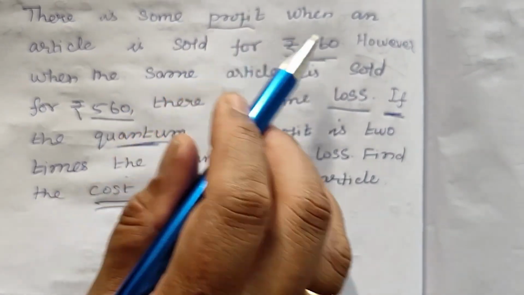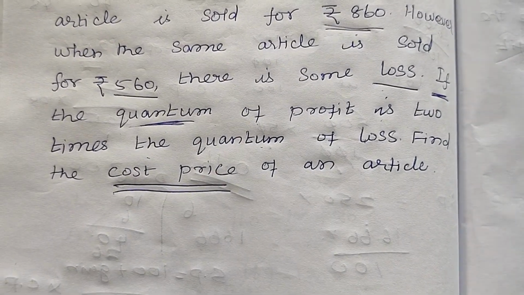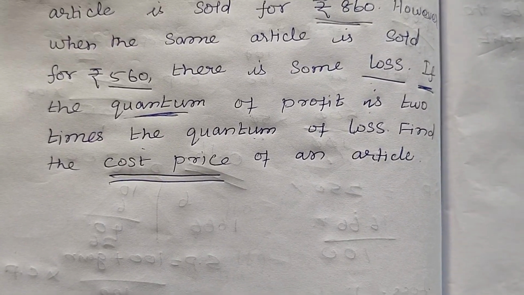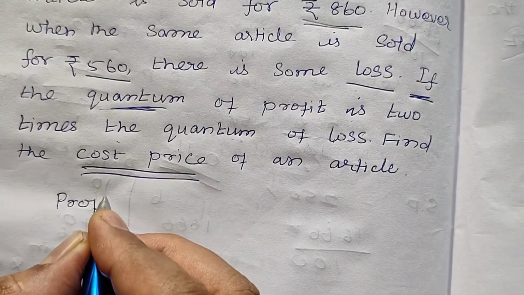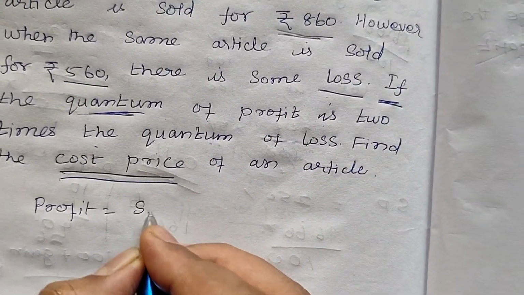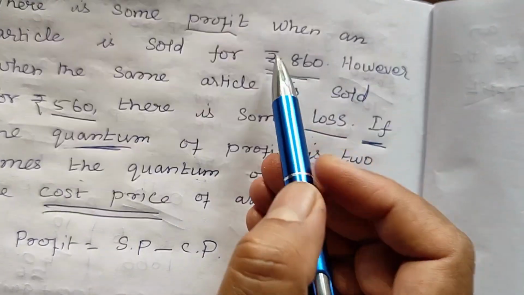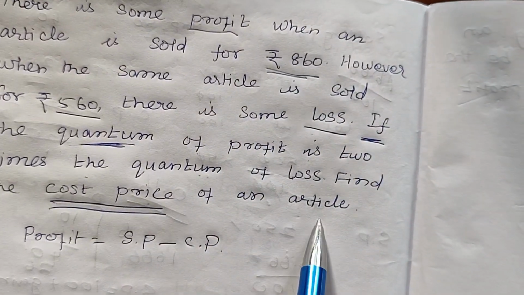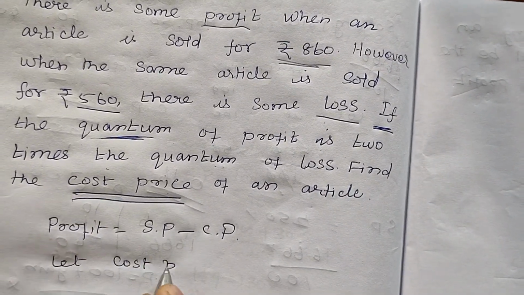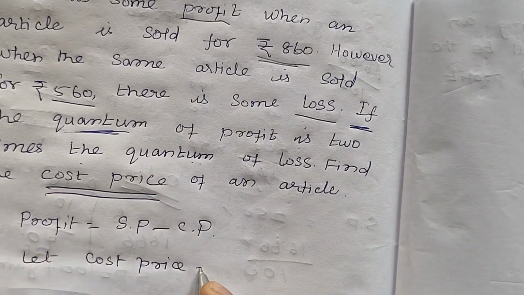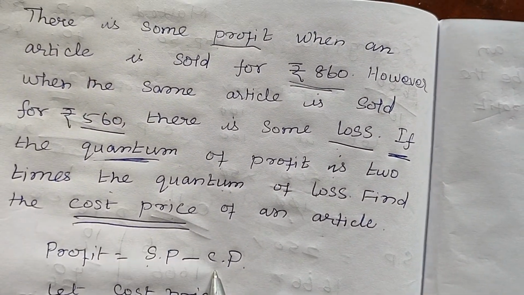So when we get a profit, the selling price is greater than the cost price. So profit equals selling price minus cost price. Here it is asked to find the cost price of an article. So let the cost price be X. Let cost price equal X. So profit equals selling price minus cost price.